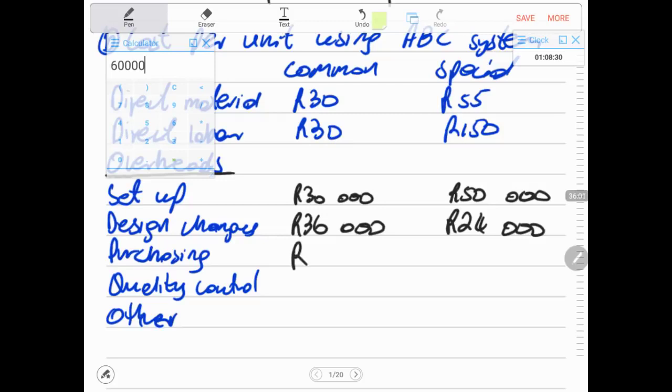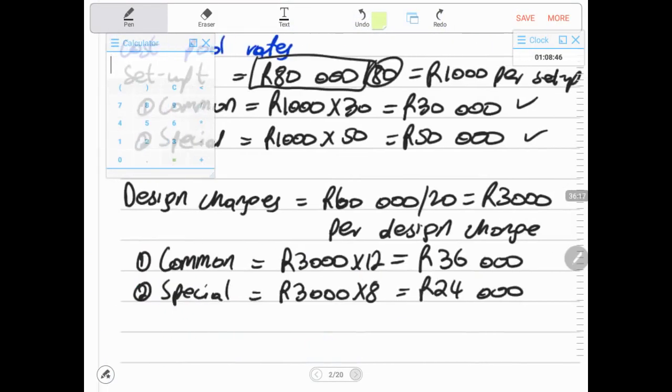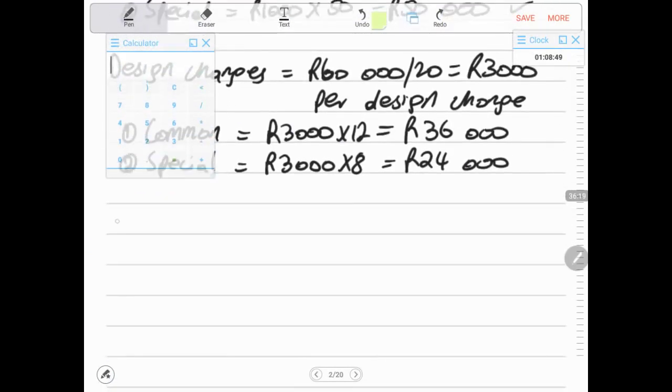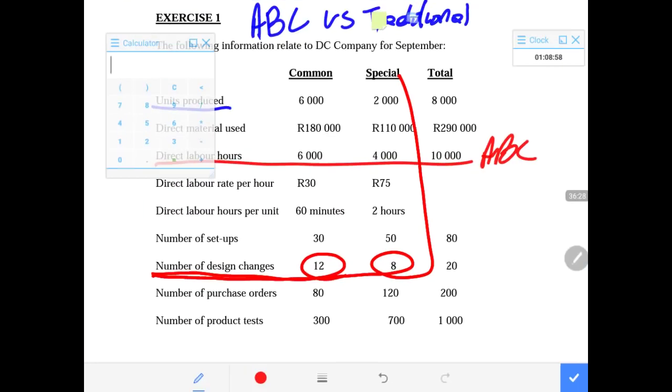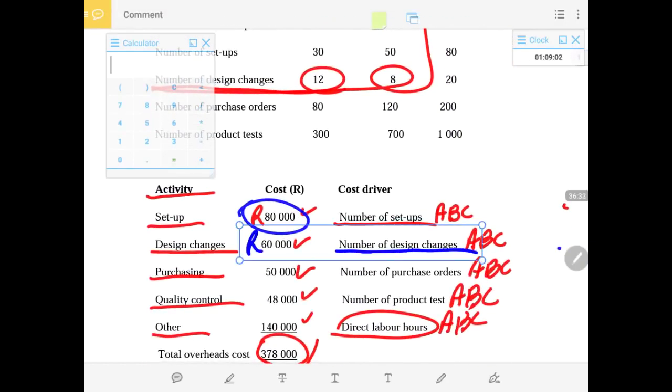Then now remember, these are totals. We need to divide their total by the number of units in order for us to get to the cost per unit. So now we go to the third one, which is purchasing. Then now let us go to our purchasing, and we are now doing purchasing. We need to know how much is the cost of purchasing overhead, or the overhead purchasing cost, because this is a manufacturing overhead.